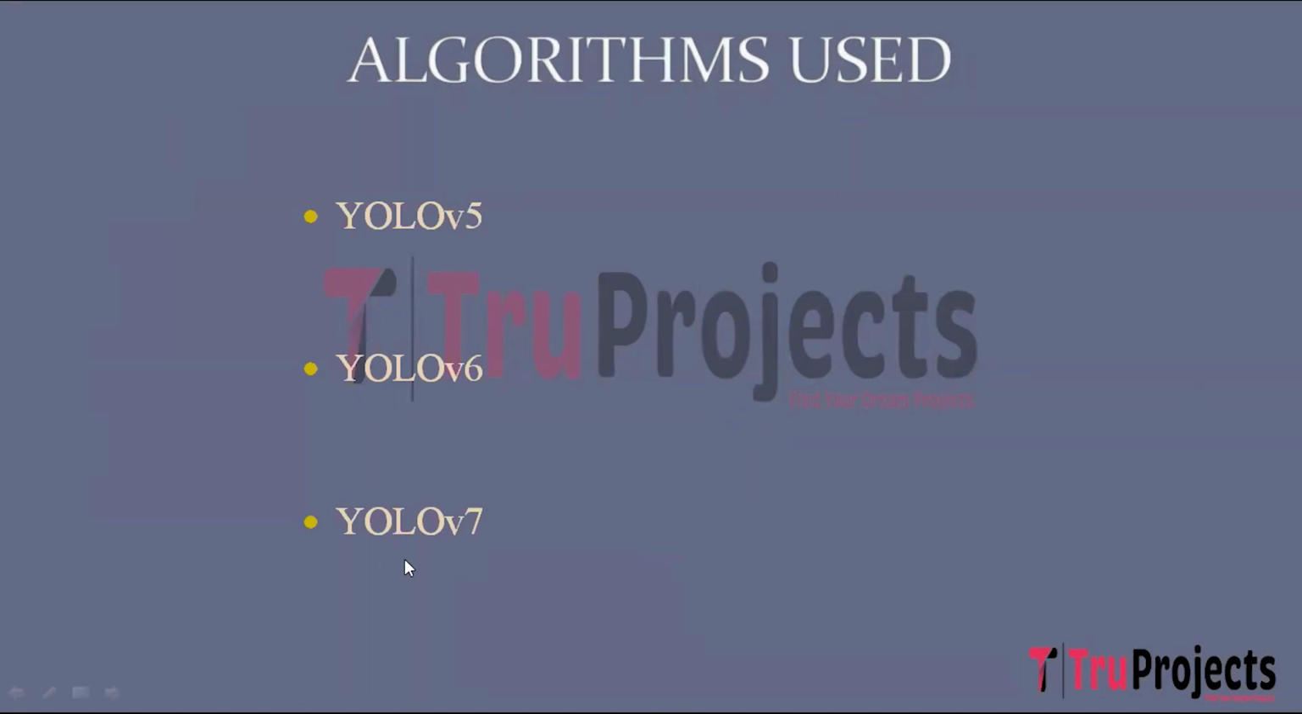The next one is Yolov5. So Yolov5 uses a modified version of the Swin transformer architecture as its backbone. This architecture leverages self-attention mechanisms, leading to better feature extraction compared to convolutional neural networks used in prior versions.